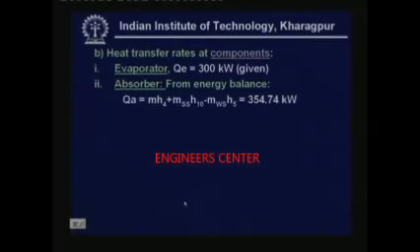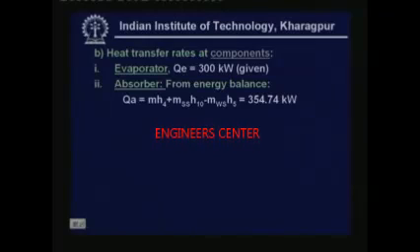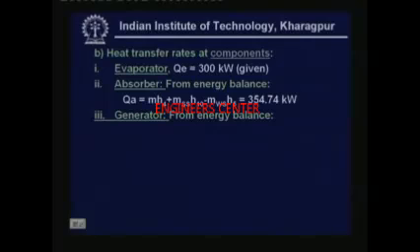So, from energy balance QA is equal to mH4 plus MSS into H10 minus MWS into H5, and all the mass flow rates have been computed and all the enthalpy values are known to us. So, if you simply substitute these values, you find that the required heat rejection rate at absorber is equal to 354.74 kilowatt.